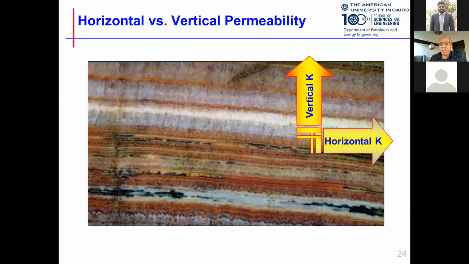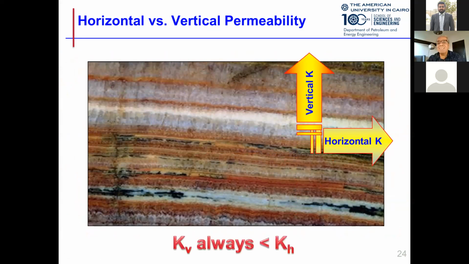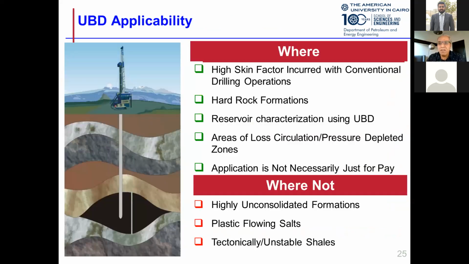And usually, as most of you know, because of the overburden pressure, vertical permeability is less than horizontal permeability. So we have to take this into account when we drill, whether we drill horizontally, vertically, or deviated wells as well. So when it comes to the applicability of underbalanced drilling, it's applicable when we have high skin, which is the S, if you remember, in the denominator of Darcy's equations. When S is really high, then we have to think of underbalanced drilling.